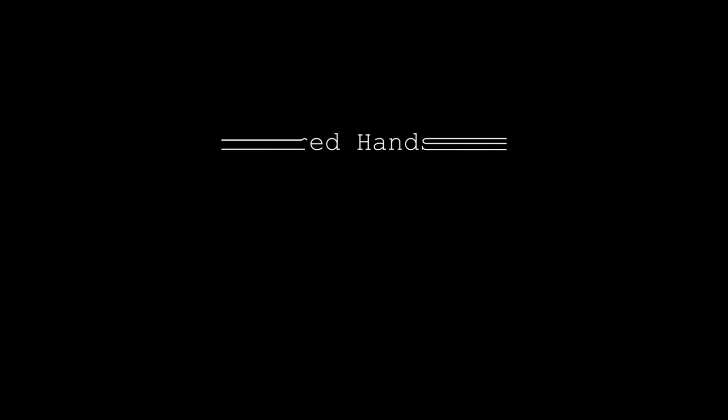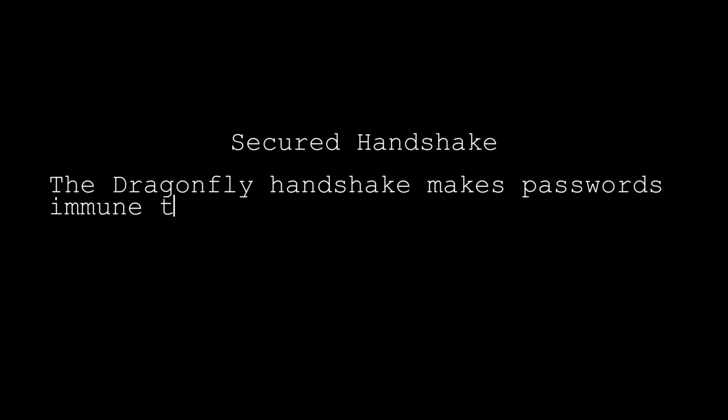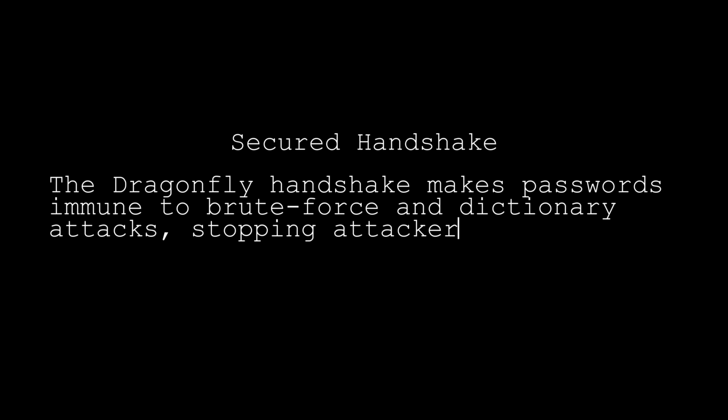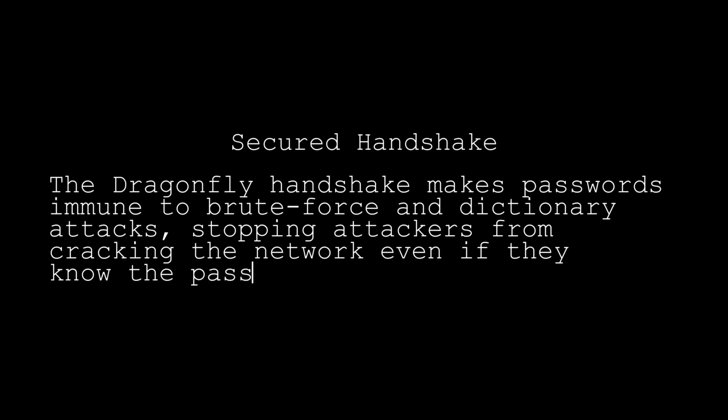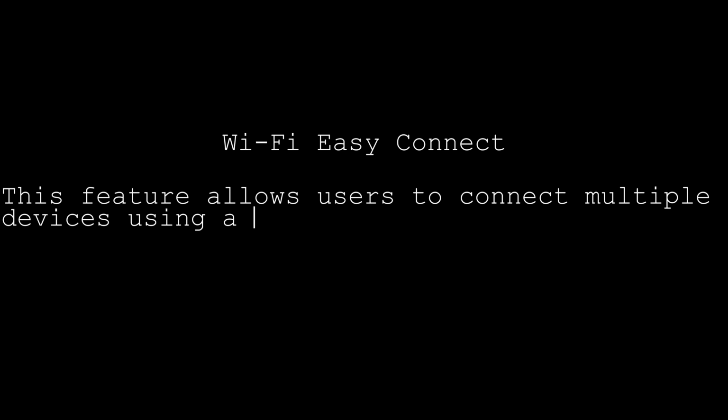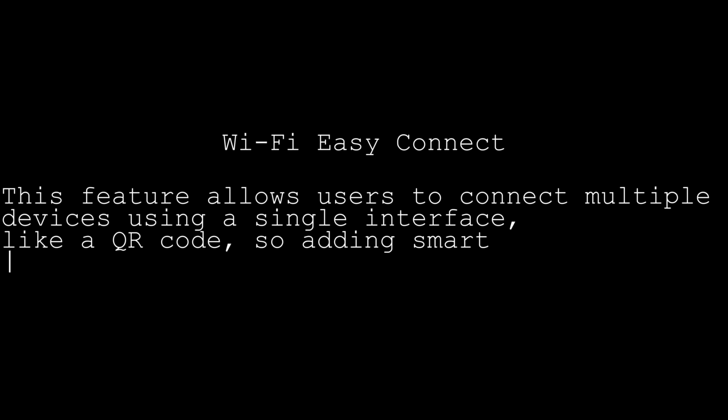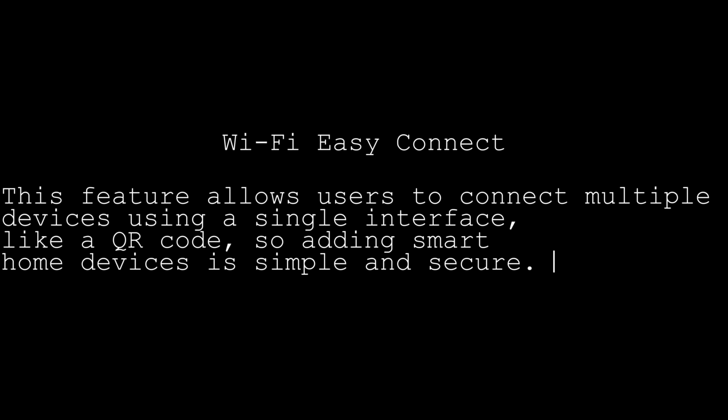Here are some of WPA3's standout features. The first is secured handshake. The Dragonfly handshake makes passwords immune to brute force and dictionary attacks, stopping attackers from cracking the network even if they know the password. Then it is Wi-Fi Easy Connect. This feature allows users to connect multiple devices using a single interface, like a QR code, so adding smart home devices is simple and secure.